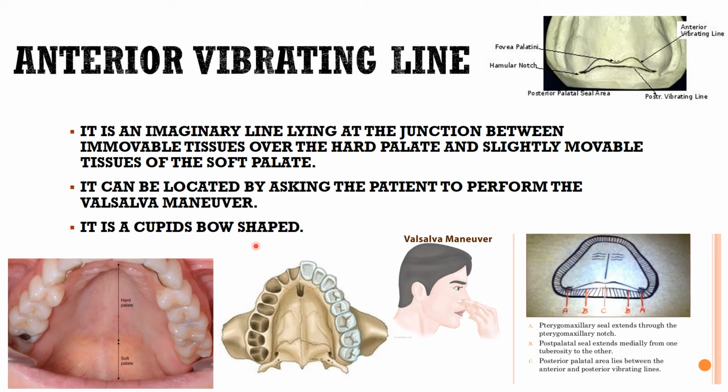And the cupid bow, as I said, over here is a cupid bow shape, because it follows this projection of the posterior nasal spine. So this is the pointed portion, your posterior nasal spine. As you can see on this maxilla, on this skull, there's this cupid bow shape. The anterior vibrating line follows the same, and hence it is a cupid bow shape.